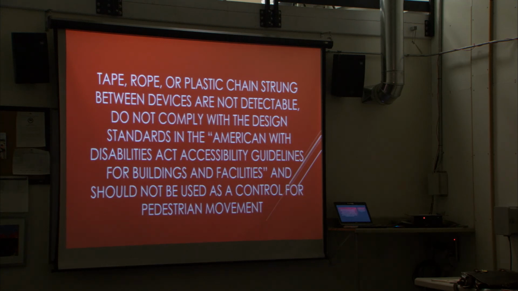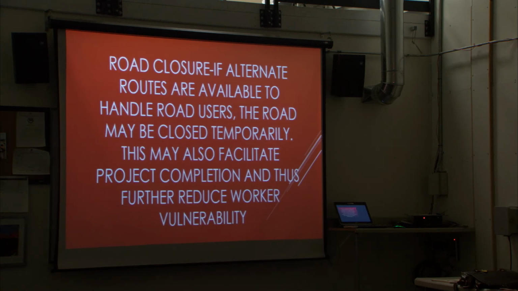Tape, rope, or plastic chain strung between devices are not detectable, do not comply with the design standards in the Americans with Disabilities Act accessibility guidelines for buildings and facilities, and should not be used as a control for pedestrian movement. Road closure: if alternate routes are available to handle road users, the road may be closed temporarily. This may also facilitate project completion and thus further reduce worker vulnerability. So that section of the Manual on Uniform Traffic Control Devices is closely tied to the Americans with Disabilities Act, and like I say, Joe Catalano tells us to give him a call. Give him a chance, see what happens.